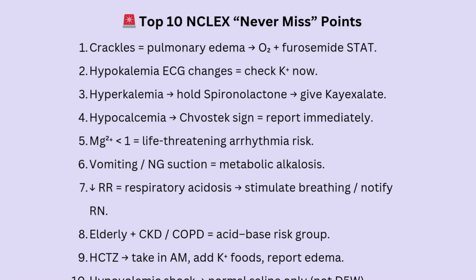Eighth, older adults with chronic kidney or lung disease have the highest risk for acid-base imbalance. Ninth, teach patients taking HCTZ to take it in the morning, increase potassium intake, and report any edema. And 10th, in hypovolemic shock, the only fluid that restores intravascular volume is normal saline.